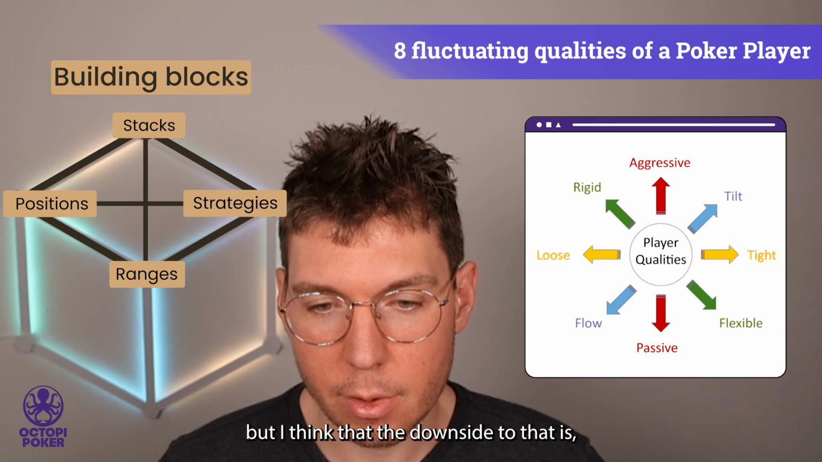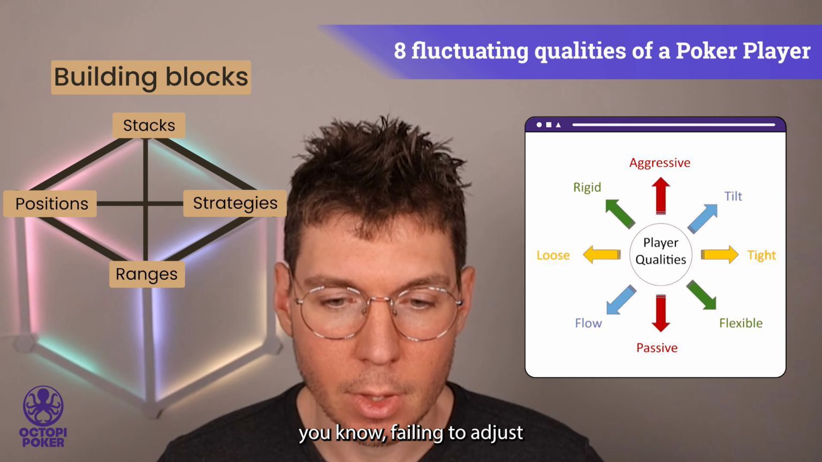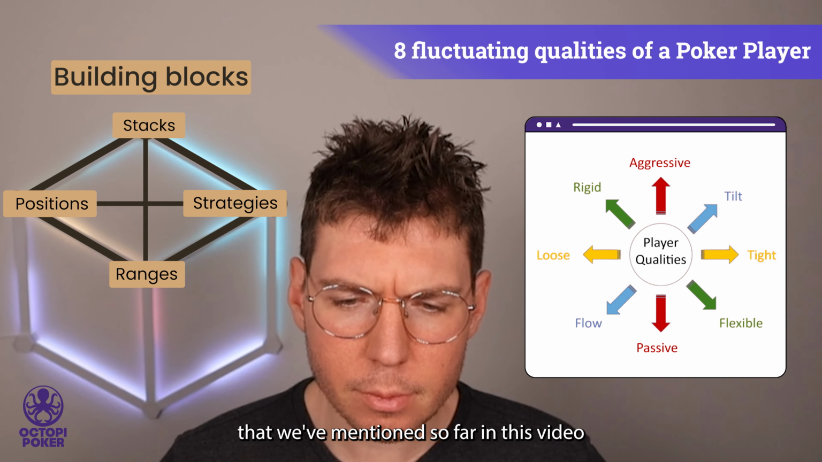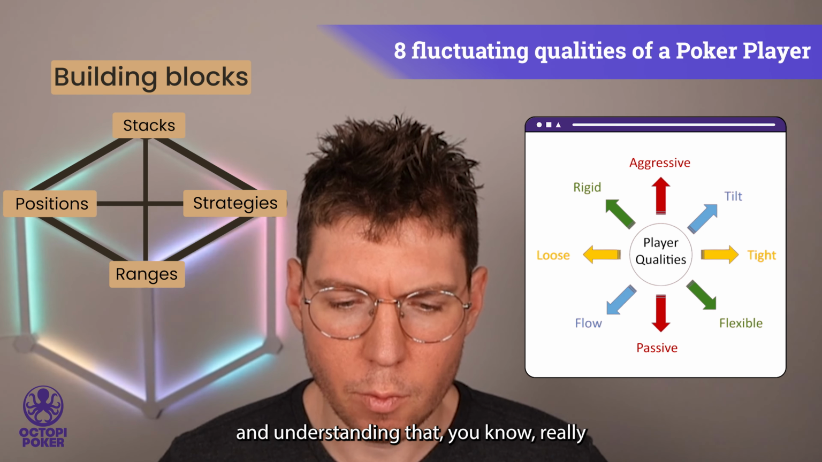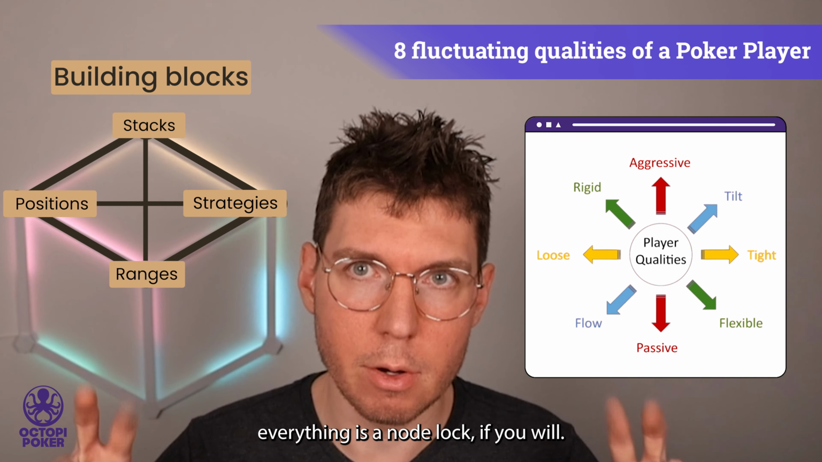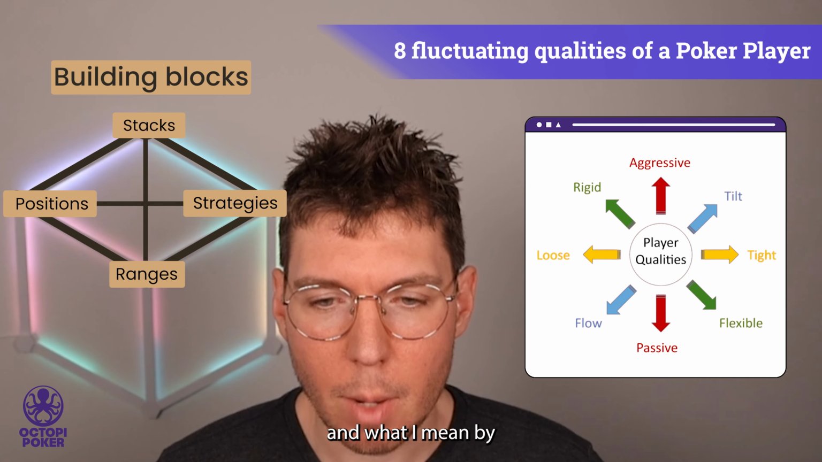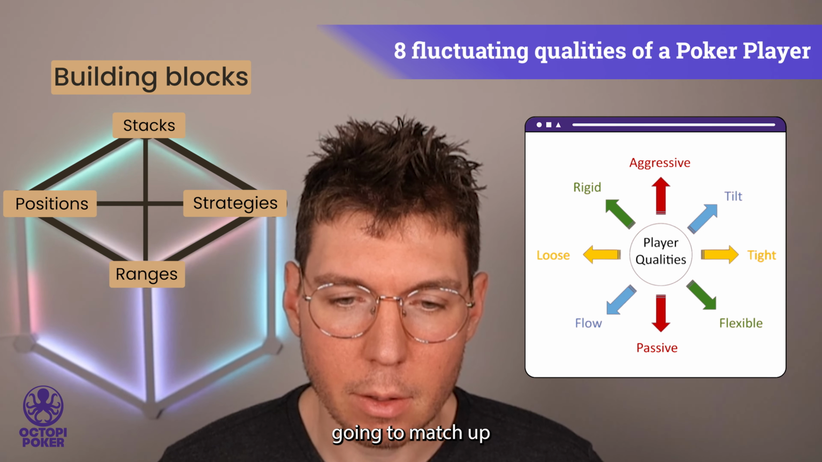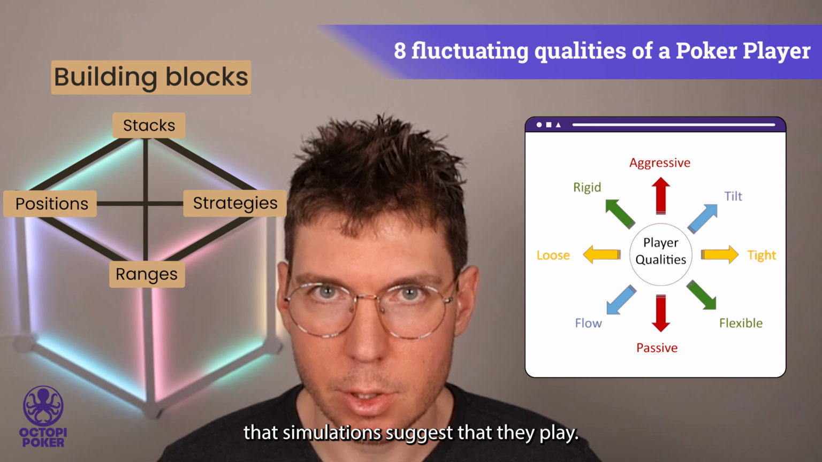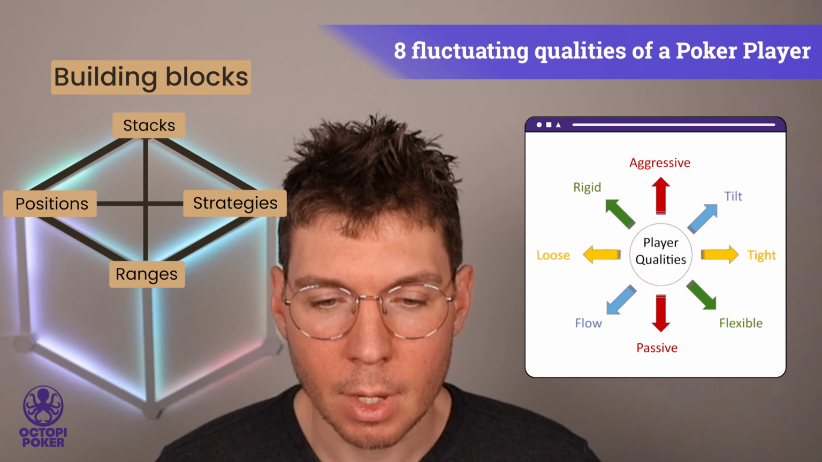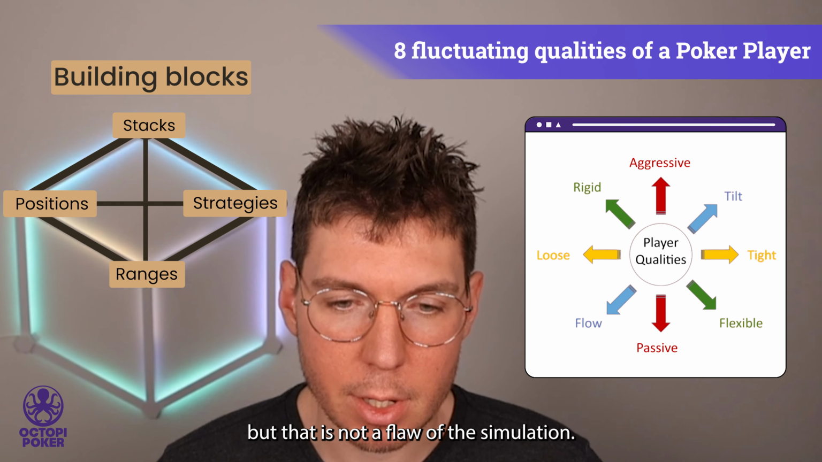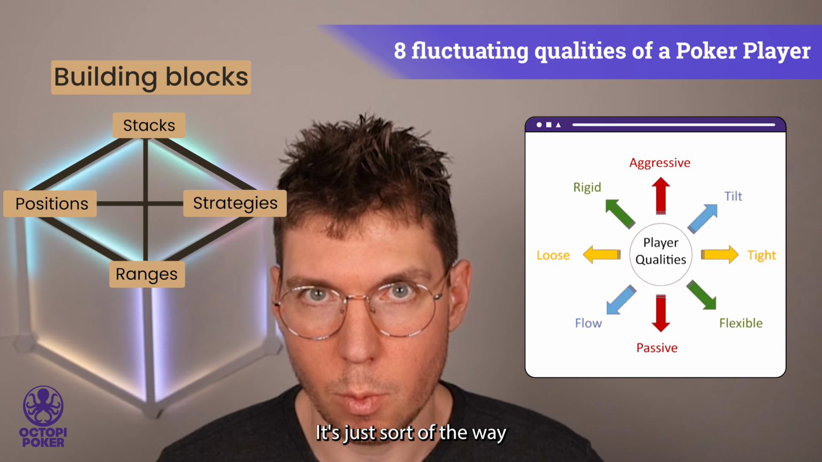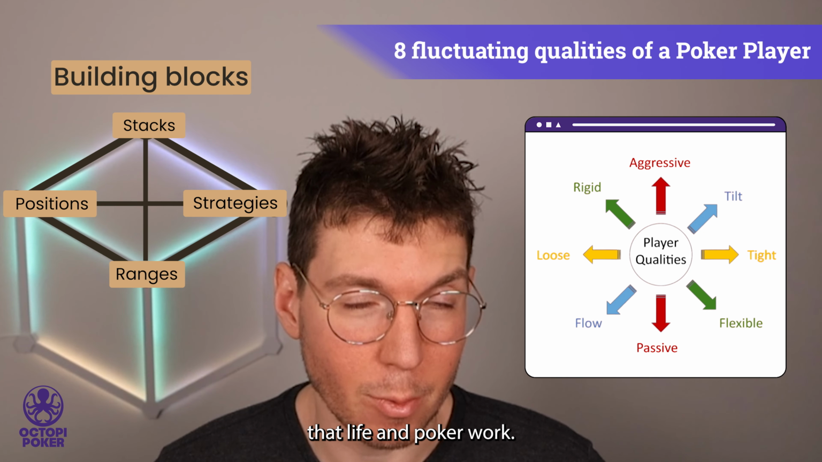But I think that the downside to that is failing to adjust for everything else that we've mentioned so far in this video and understanding that really everything is a node lock, if you will. And what I mean by that is your real world opponents are very unlikely going to match up to the way that simulations suggest that they play. But that is not a flaw of the simulation. It's not even really a flaw of the opponent. It's just sort of the way that life and poker work.